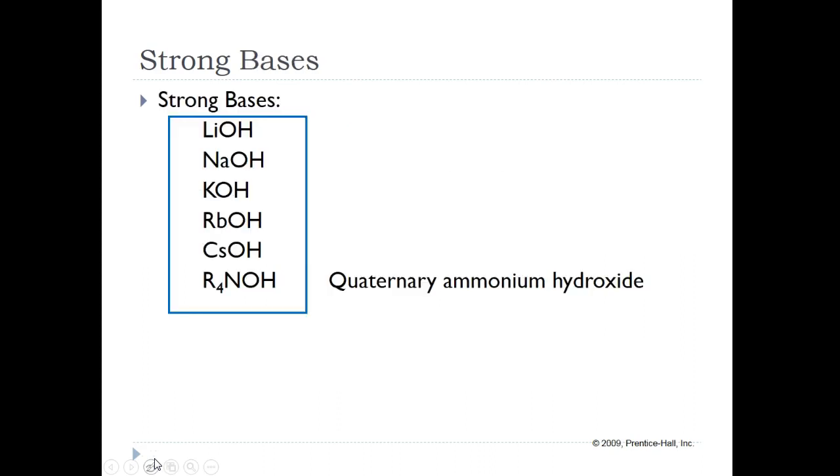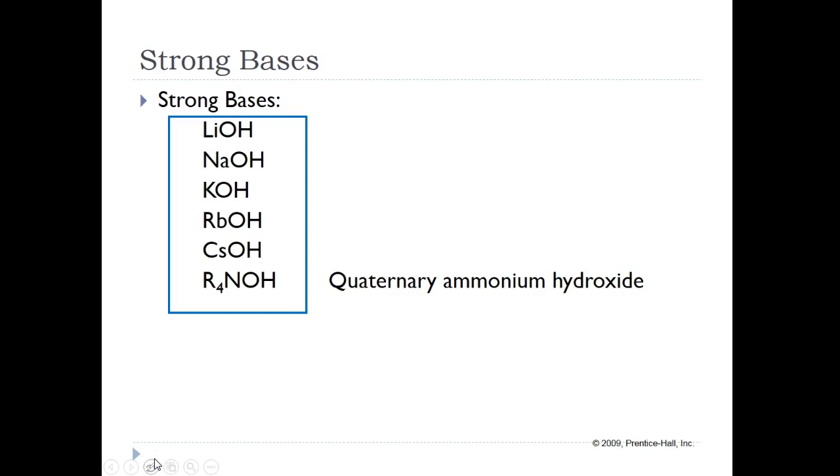All right, so switching over to the bases. There are 6 strong bases: lithium hydroxide, sodium hydroxide, potassium hydroxide, rubidium hydroxide, cesium hydroxide, and then this one that looks like R4NOH. The R's represent some carbon group, so that could be a methyl group or an ethyl group. So it's nitrogen with 4 bonds, all to some carbon group, bonded to OH. It's an ionic bond, OH minus, with that NR4 in front of it.